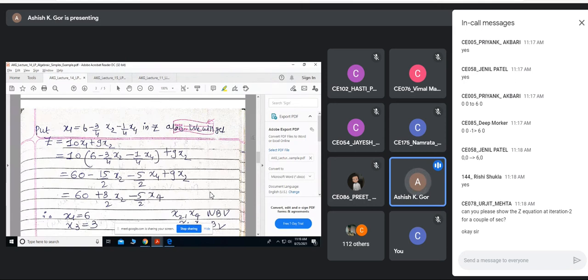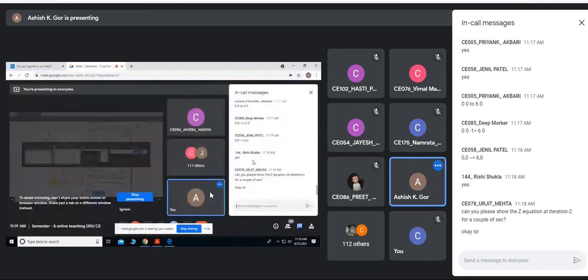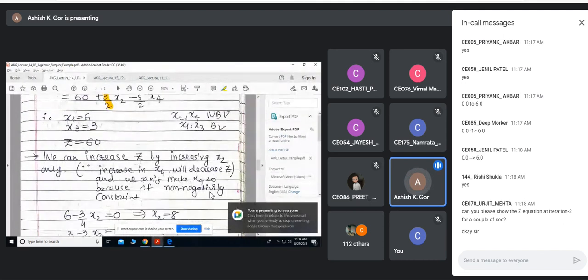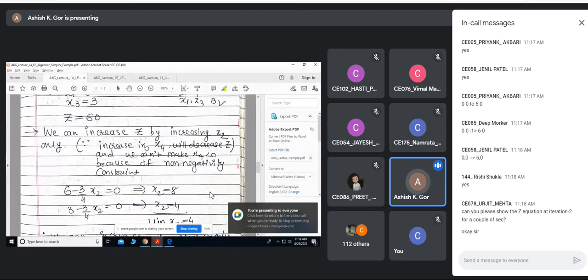This is just 9 minus 15 by 2. 9 minus 15 by 2 means 9 minus 7.5, which is 1.5, which means 3 by 2. Other thing is straightforward. So iteration 2 is there. That means I get progress.